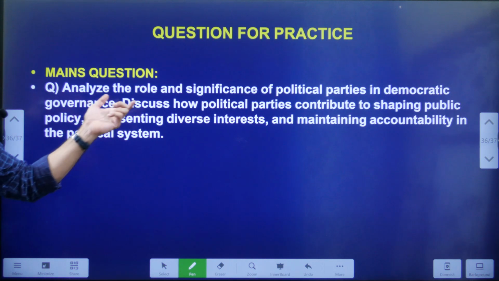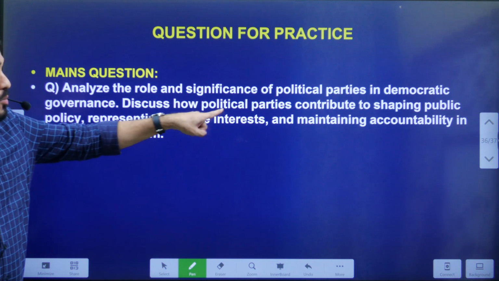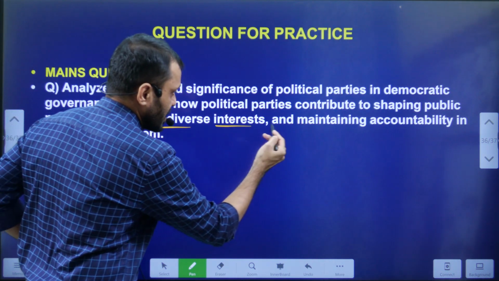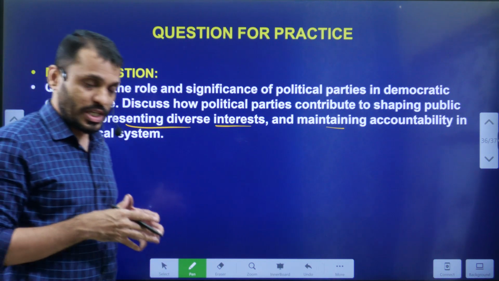Mains question: analyze the role and significance of political parties in democratic governance, and discuss how political parties contribute to shaping public policy, representing diverse interests and maintaining accountability in the political system. This is today's mains question.